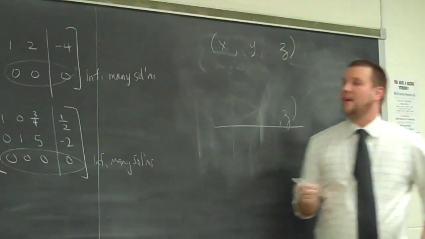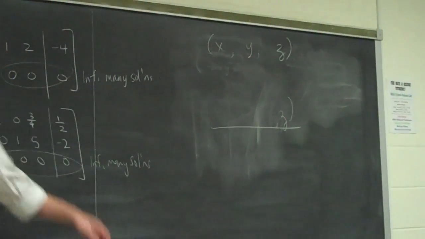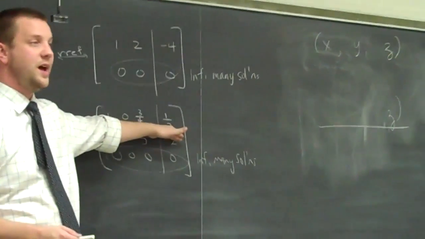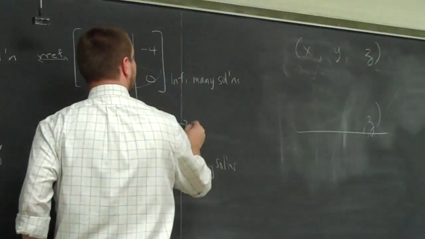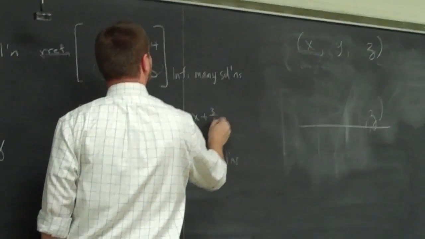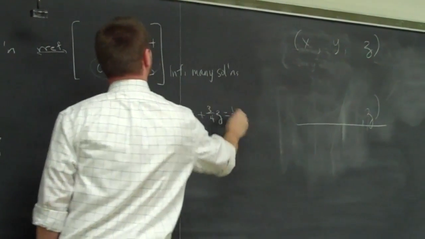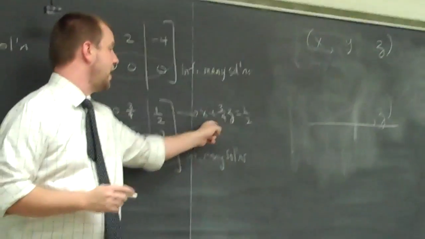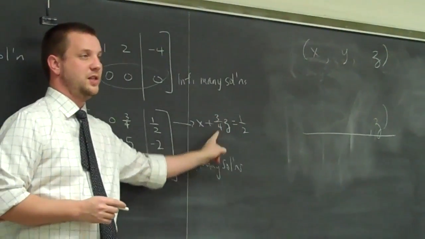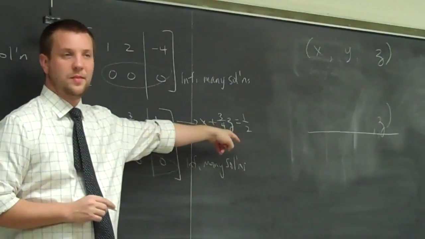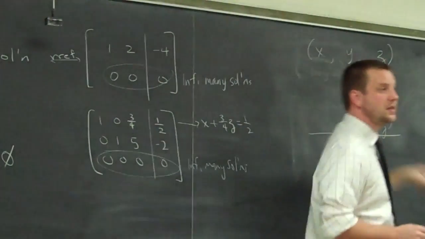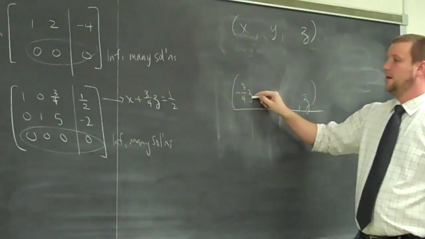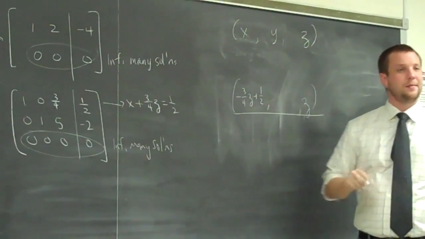Okay? So if you look at these two right here, this top line would say something like x plus 3/4 of z equals 1/2, right? Do y'all agree? That's what that top line is trying to say. And I can solve it for x by subtracting over the 3/4 of a z, right? So x equals, what else does x equal? x equals negative 3/4 z plus 1/2, right?